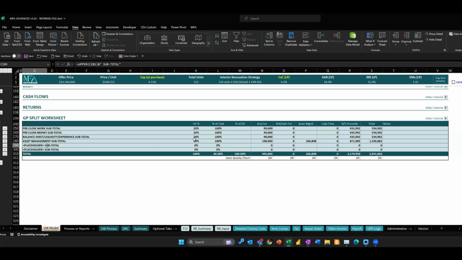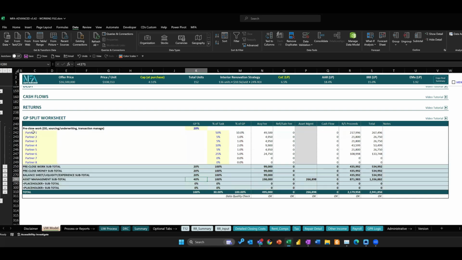These are just samples. So you can see I'm allocating 20% of the GP share to the pre-work, 20%, 20%, and then 40% for asset management. That's a larger piece. And then what you can do is break out each section. So for this example, I'm breaking out, looks like 6 partners. So we're talking pre-close work. Partner one's going to do most of the work. They get 50% pre-close GP split, which ends up coming to 10% of the total GP.